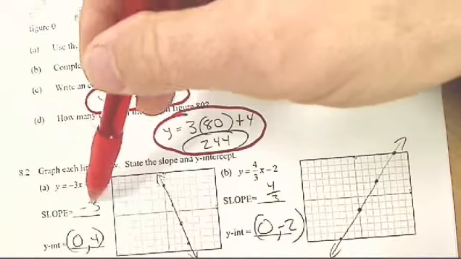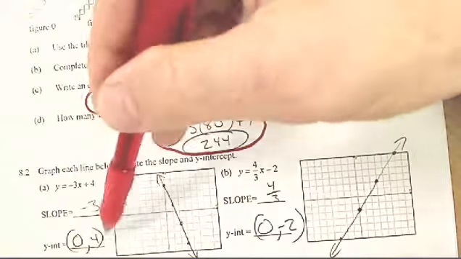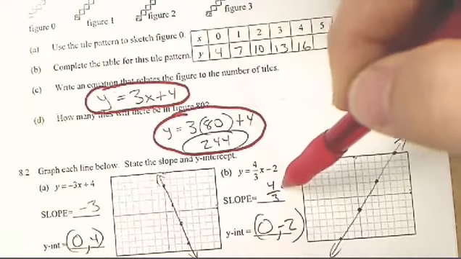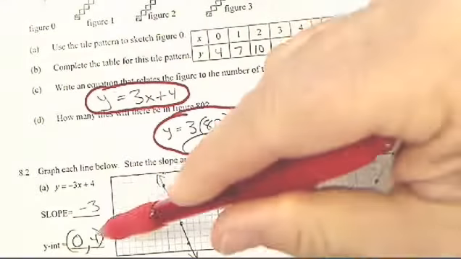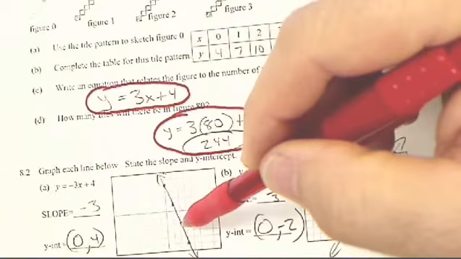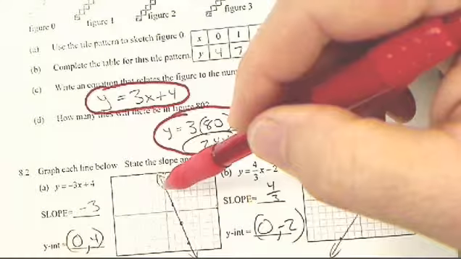Slope, the y-intercept. Don't forget to put the 0, 4. So it starts at 0, 4, goes down 3 over 1, down 3 over 1, or you can go up 3 and then back 1, up 3 and back 1.